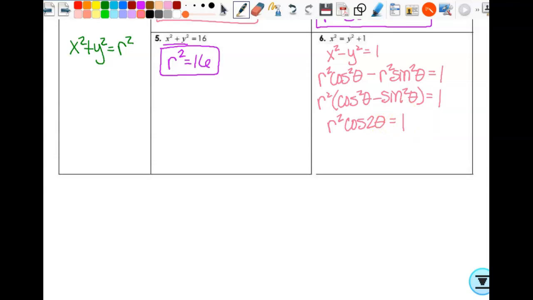And then still trying to get r by itself, so now I'm going to divide, and I will get r squared equals 1 over cosine 2 theta. What's the reciprocal of cosine? Secant. So r squared equals secant 2 theta. Any questions at all?